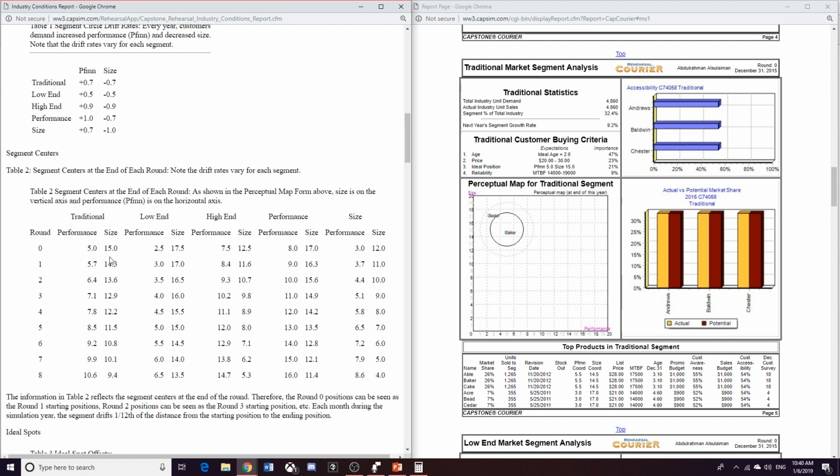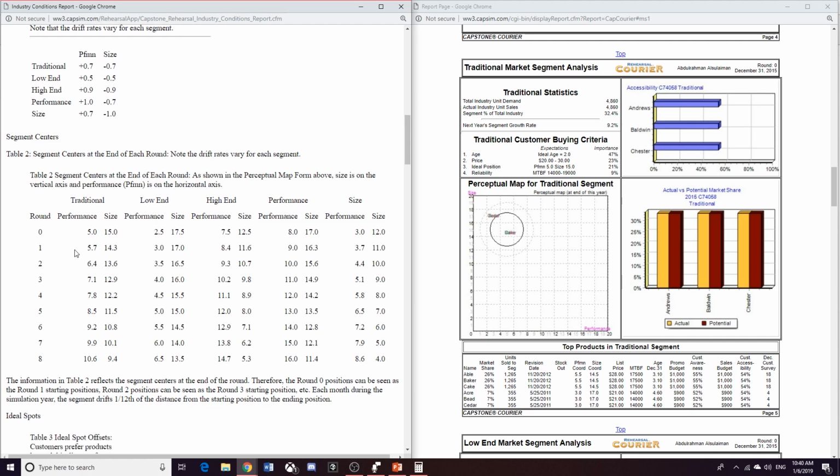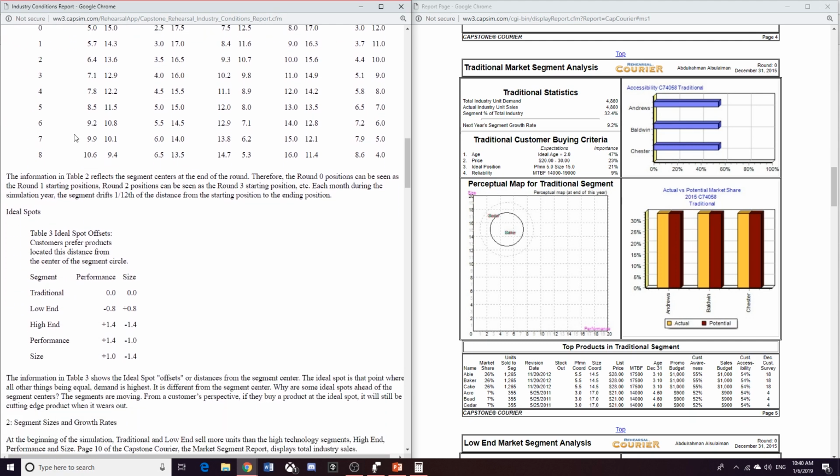14.65. Yeah. So this is basically what you will be getting in this. So this is gonna be the middle of the segment. However, what you need to know is this: the middle of the segment is not what customers want. Well, not necessarily. So if you scroll down, you will go to ideal spots.